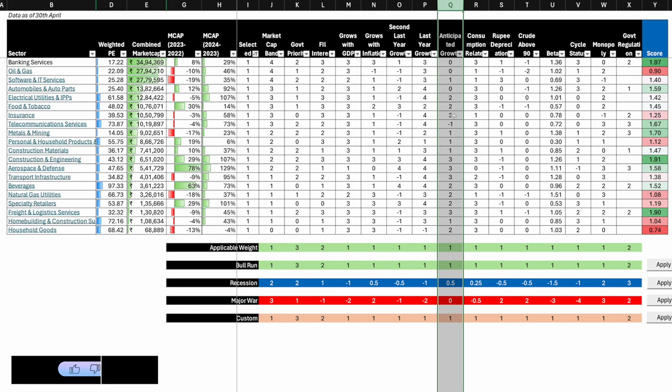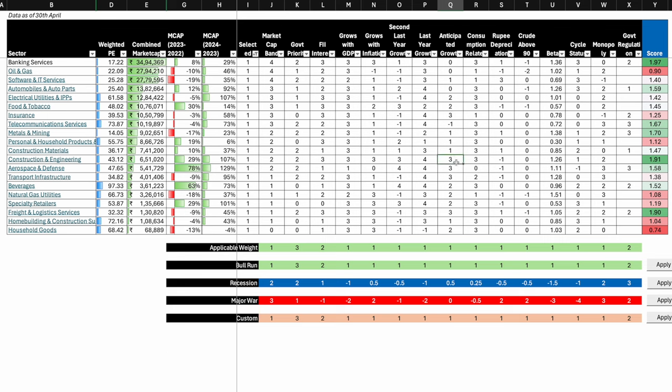So what is anticipated to grow a lot? Insurance. A very little part of India's population is today insured. Construction and engineering will continue. We still have significant people who don't have pakka houses. There is a lot of infrastructure to be built. Aerospace and defense. A significant government expenditure will happen in aerospace and defense.